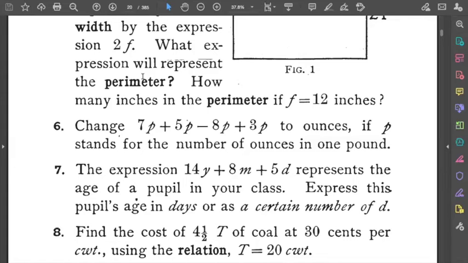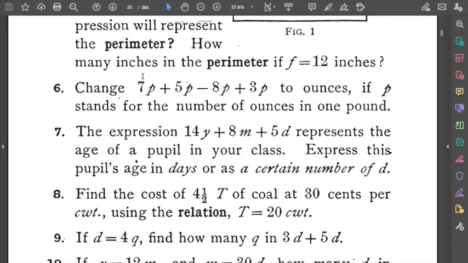Just calculator. So 7 into bracket 0.0625, close the bracket, plus 5 into bracket 0.0625, close the bracket, minus 8 into bracket 0.0625, close the bracket, plus 3 into bracket 0.0625. Now your final answer is what you are going to have in ounces. I got 0.4371.